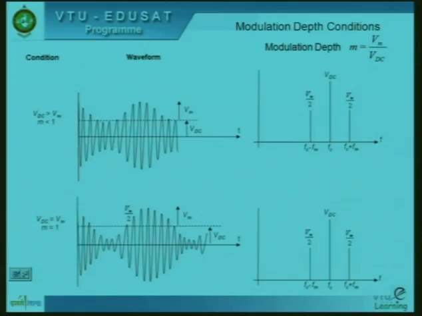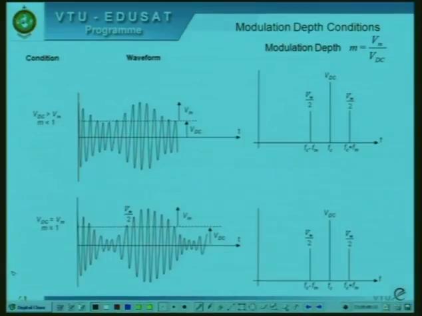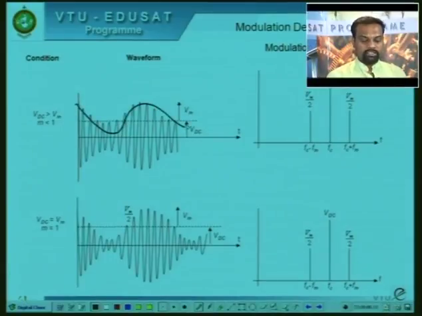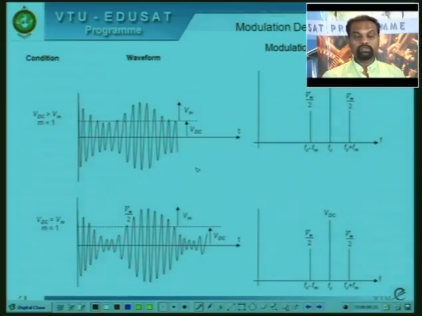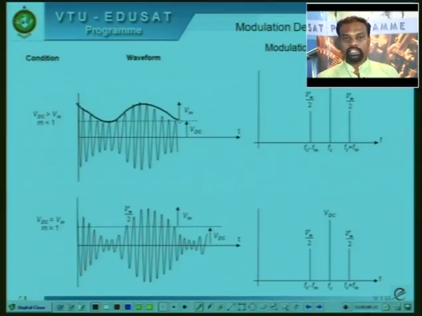The significance of phase reversal is, see, if you take a modulating signal here, this is your upper frequency and this is the lower frequency. Now because the modulation depth is going to be greater than 1, the signal that is going to be available here will come out like this.